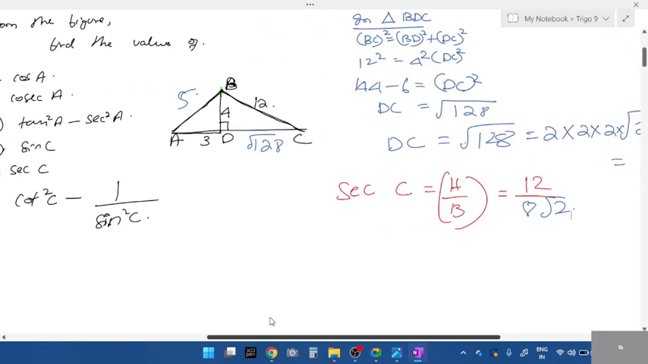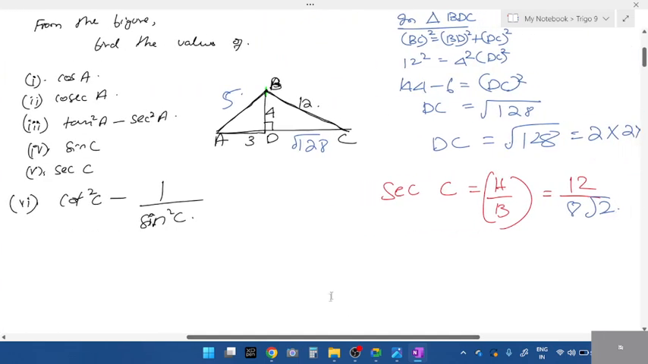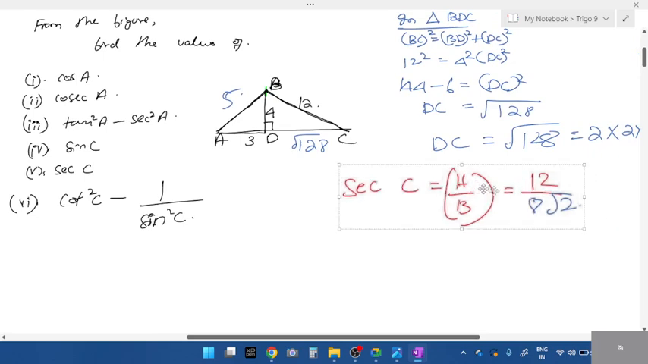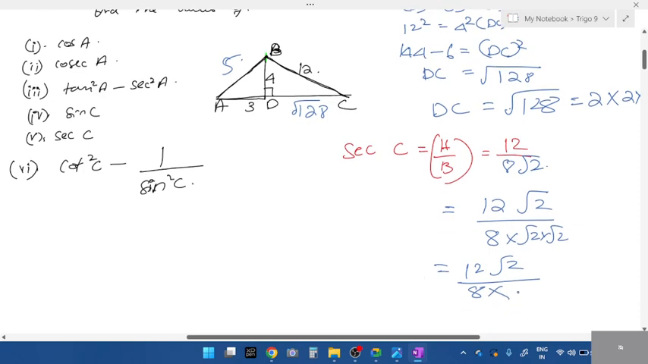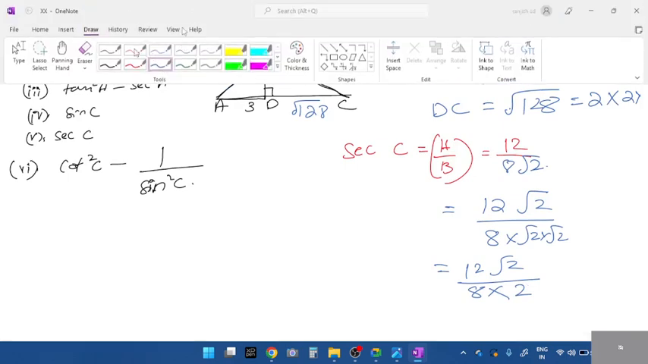Now, is root 2 a rational or irrational number? Irrational. How do you rationalize it? What should I multiply? Root 2 with which one? Both numerator and denominator, right? Okay. What do you get? See, this is where rational and irrational numbers are helpful, students. 12 root 2, 8 into, what is root 2 into root 2? 2, right?